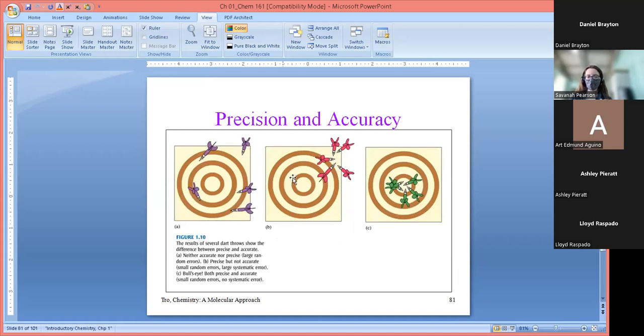And then here's the actual darts. Before it was numerically shown. Here's sort of the dartboard. Right here, it's all over the place with big variation. Then B, it's precise there. It's tight, but it's not accurate. It's off. And then C is where it's both.